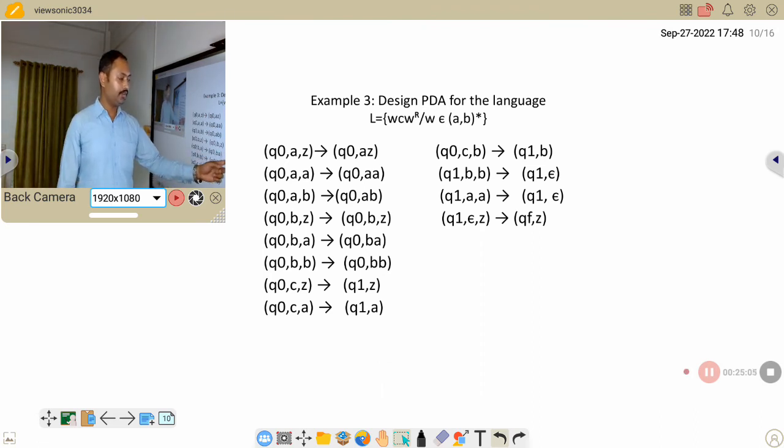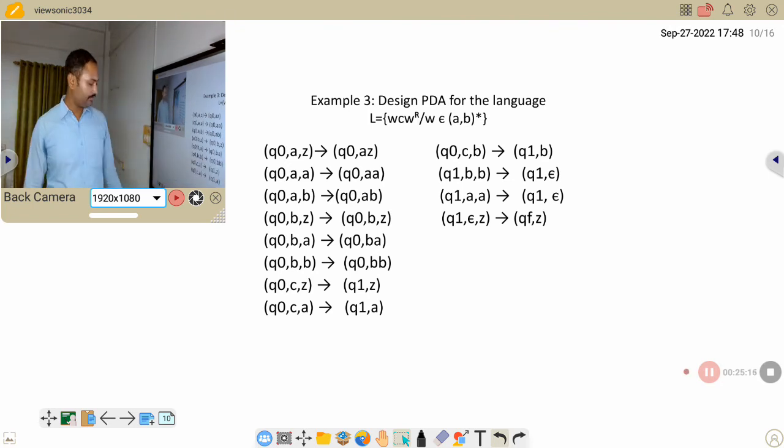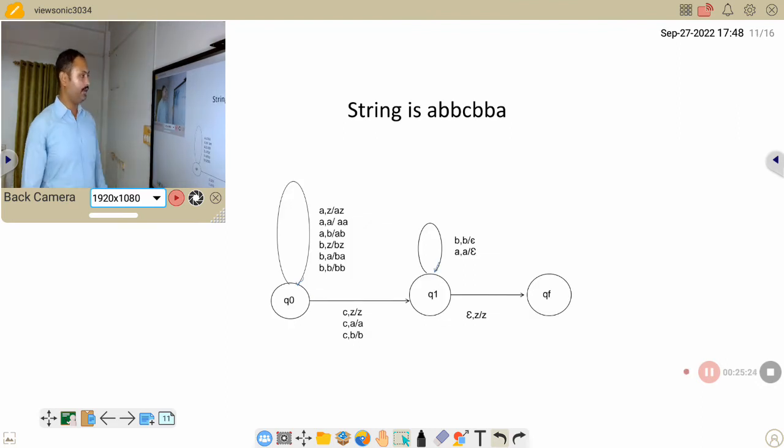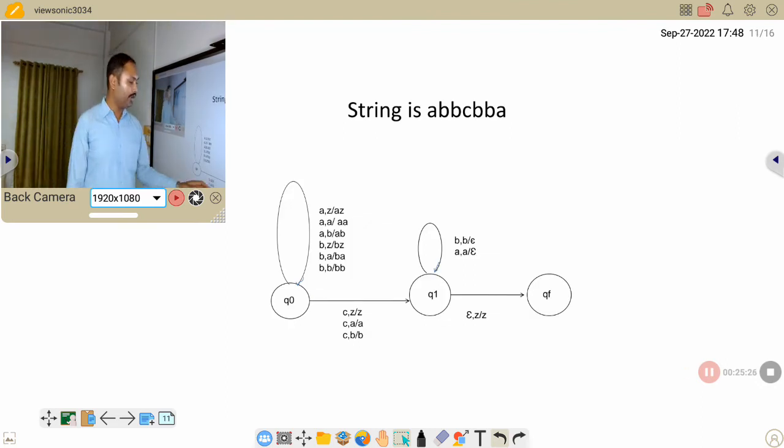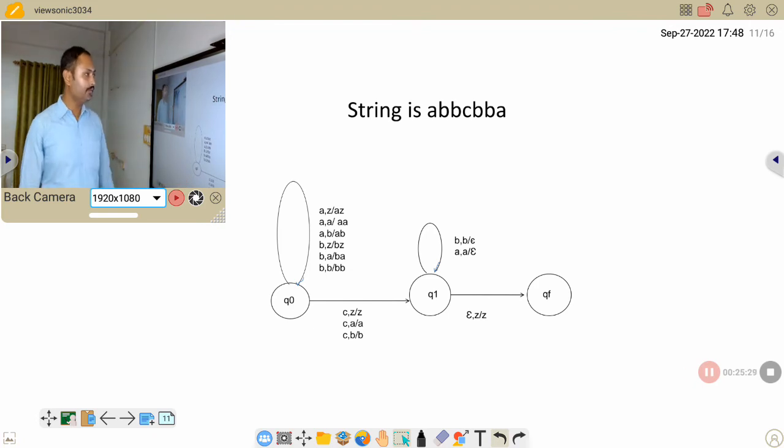So at last we have to change our present state. From Q1 we go to QF and only Z is left in the stack. So these are the possible transitions we have to apply. If we see the pictorial representation, then the thing will be very clear to us. This is the pictorial representation of this solution.